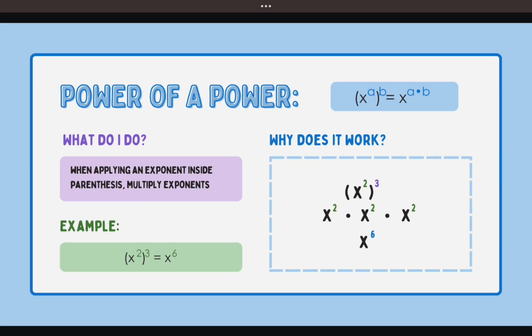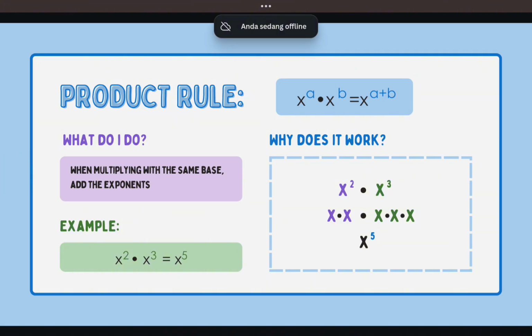Product rule. When multiplying with the same base, add the exponents. For example, x to the power of 2 multiplied by x to the power of 3 equals x to the power of 2 plus 3. So the answer is x to the power of 5.